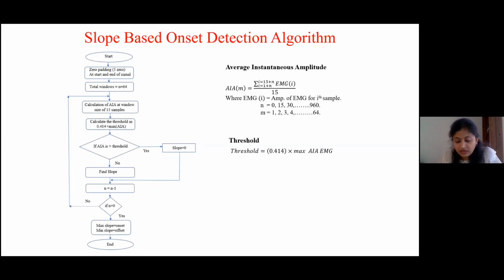And if you calculate the time domain features once again after applying this onset detection algorithm, definitely there will be a lot of improvement in the feature values. You can observe this. I have experienced it, you have to experience it.